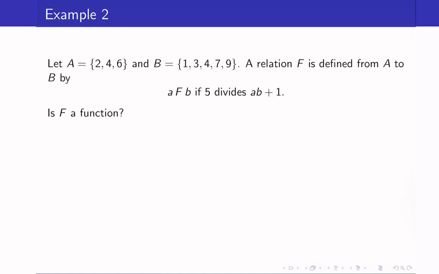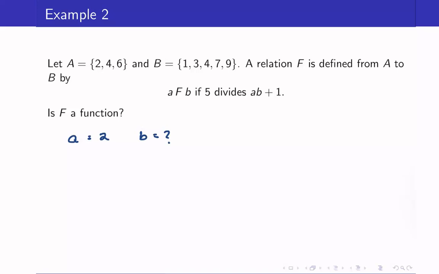Next, we have another relation here from A to B. Our A and B are just finite sets. We have A is related to B by the relation F if 5 divides AB plus 1. Is F a function? Since our domain here just consists of 3 elements, all we have to do is to get the corresponding images. So for A equals 2, let us find the corresponding B.